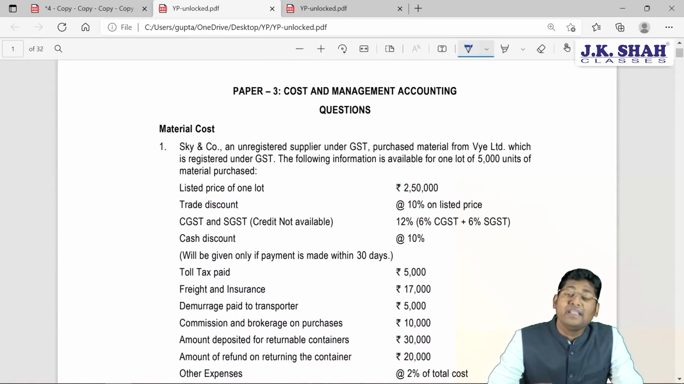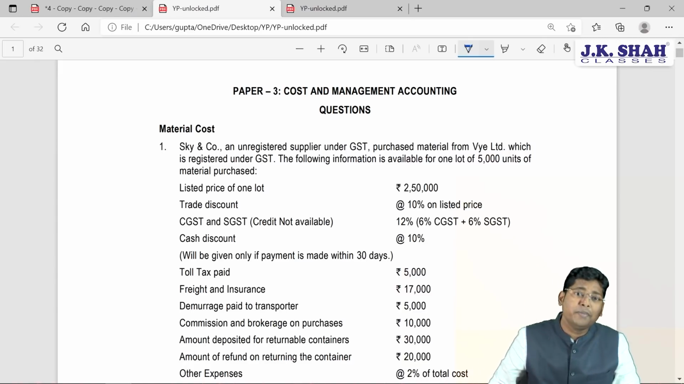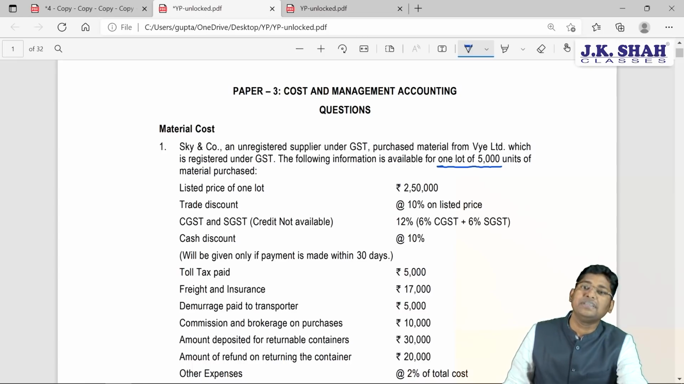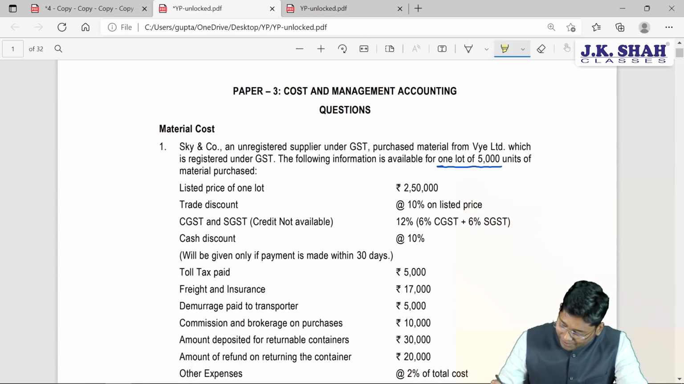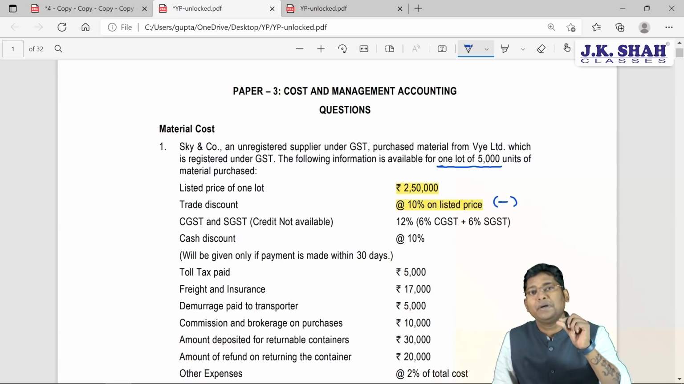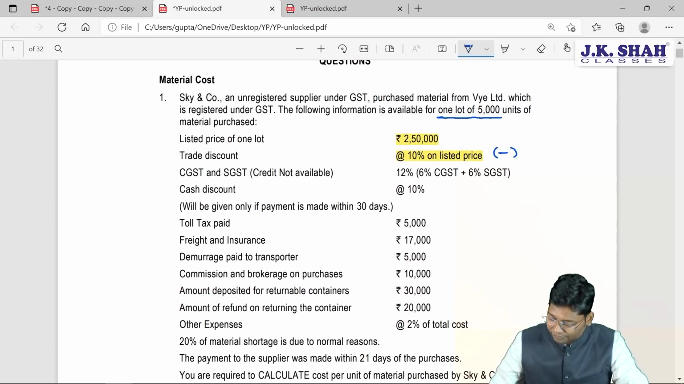After trade discount, the next item which is given. So according to the discussion till now, what all information is given? The very first information is given related to the lot size, and one lot size is mentioned here, which is 5,000 unit. The listed price is also available with us, that is 2,50,000 rupees, and trade discount is given, and according to our discussion we are going to deduct this trade discount from our calculation, as because of this particular discount your purchase price is going to get reduced. That's why this should be deducted while calculating the total cost.